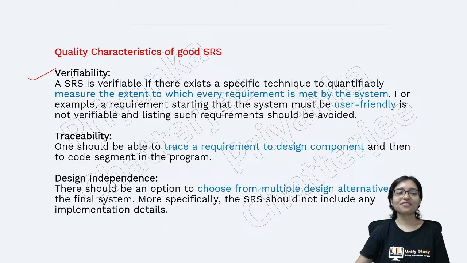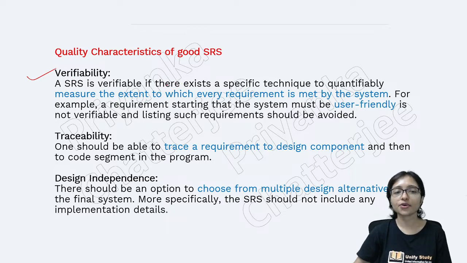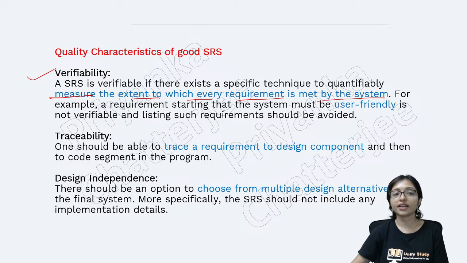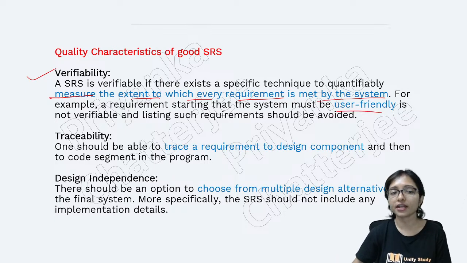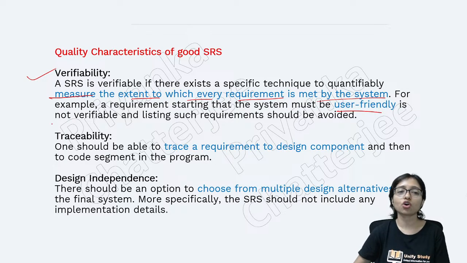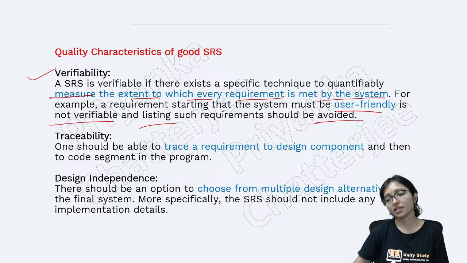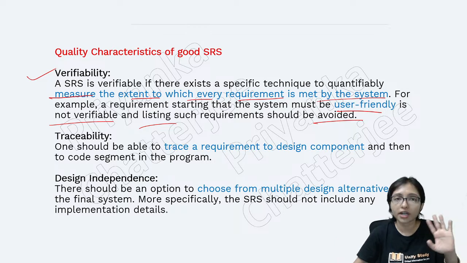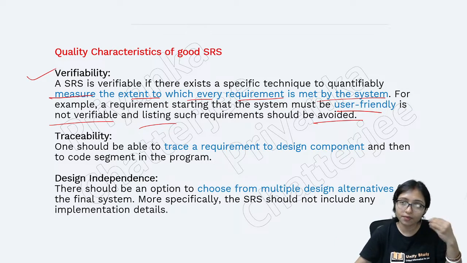So the quality here is verifiability. Verify. Are you able to verify it or not? That is called verifiability. It measures the extent to which every requirement is met by the system. Every requirement, you are meeting it or not, that is verifiability. And something like 'it should be user friendly' is non-verifiable. Such requirements should be avoided. If you are not able to verify the requirement, then it is not accepted. It should be verifiable.